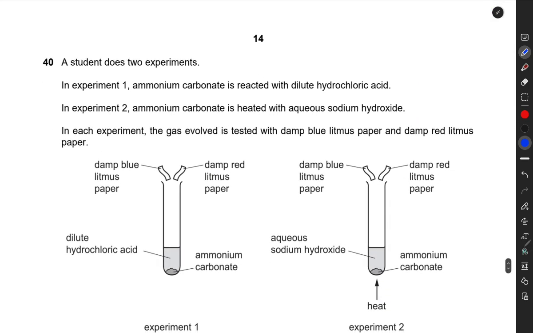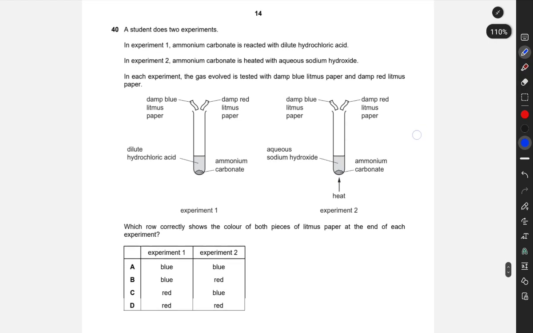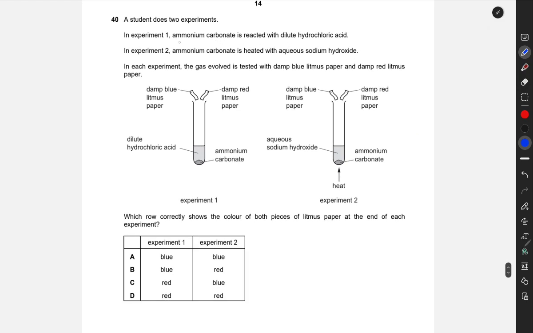A student does two experiments. Experiment 1: ammonium carbonate is reacted with dilute hydrochloric acid. When ammonium carbonate reacts with dilute hydrochloric acid, NH4Cl, water and carbon dioxide are formed. Experiment 2: ammonium carbonate is heated with aqueous sodium hydroxide, and ammonia gas is produced.